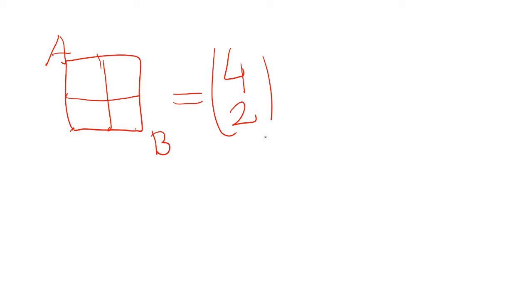So if we look at a 2 by 2 square, we know that if we get from point A to point B, we go down 1, 2, and we go to the right 1, 2. So that's 4 choose 2, which is 6.